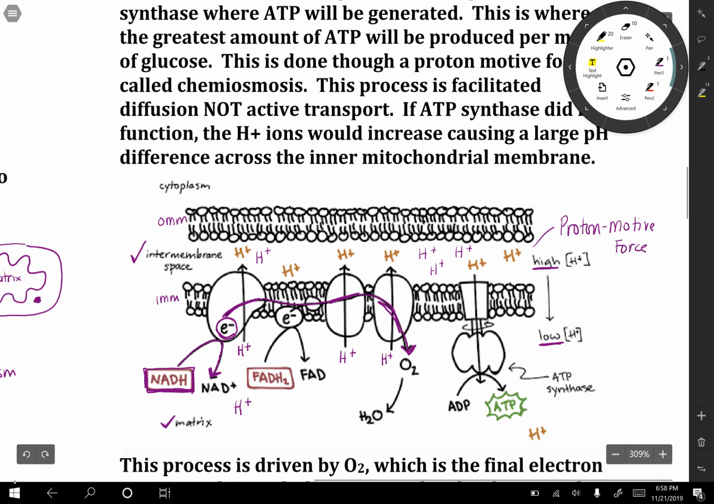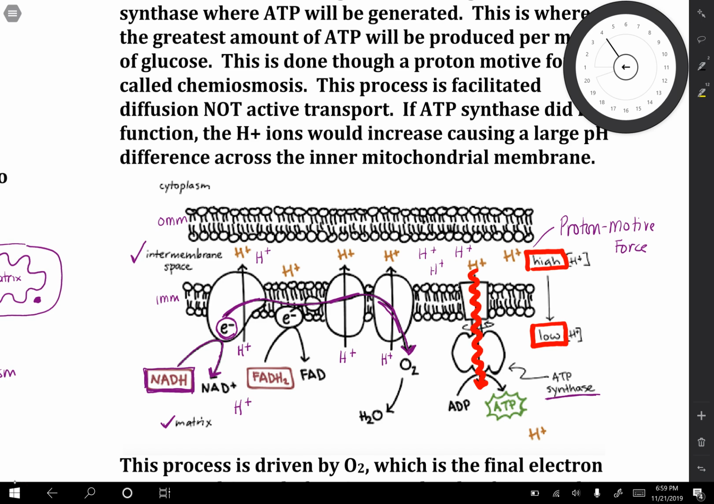Well, they have to be released somehow, otherwise the mitochondria would be in trouble. So they're going to be released through another protein called ATP synthase. Now, this is very, very important, because the H's are going to start to come down back into the matrix. And by down, I mean they're now going from a high concentration to a low concentration. So in essence, they're going with, or along, their concentration gradient.